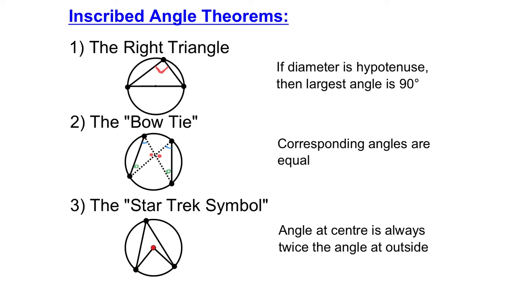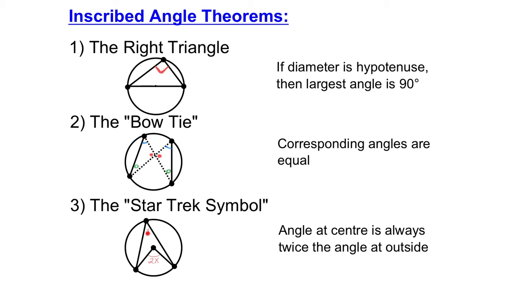This is a radius. This is a radius. This is a chord. This is a chord. Okay, so if the two radii and these two chords are connected all together to form this Star Trek symbol, the angle at the center is always twice the angle at the outside.